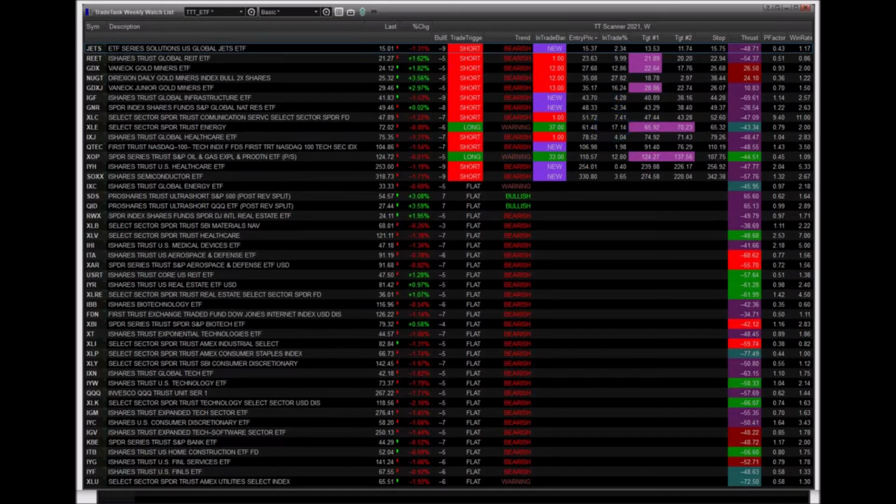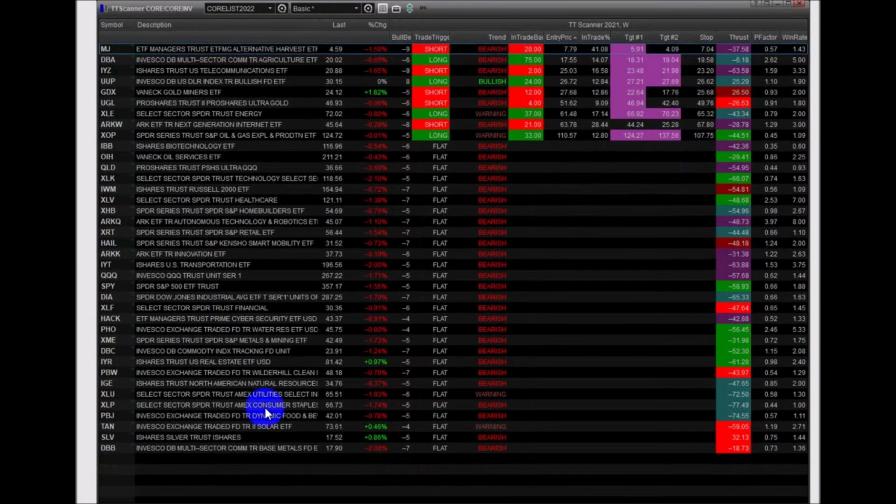Let's take a look at the core list. This is the core ETF list, which is available on the Trade Tank website for all of you members. We've got a number of older triggers. Let's see if we have any newer ones. Here's a new one. Let's just go through them. MJ has been 20 weeks old, 41% profit, already hit the first profit target. It's only 50 cents away from the second target, thrusting downward.